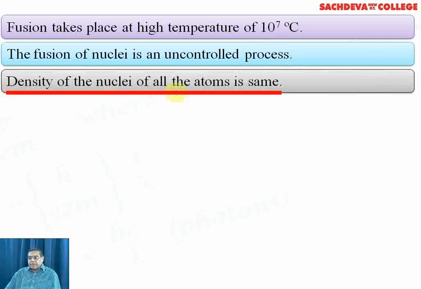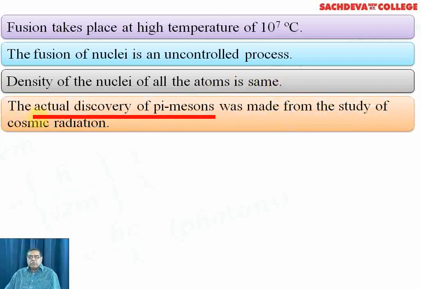Density of nuclei of all atoms is the same, of the order of 10^17 kilograms per meter cube, and normally it is found to be 2.4 × 10^17 kilograms per meter cube. The actual discovery of pi mesons was first made from the study of cosmic radiations. Well, I will give more light to the mesons.